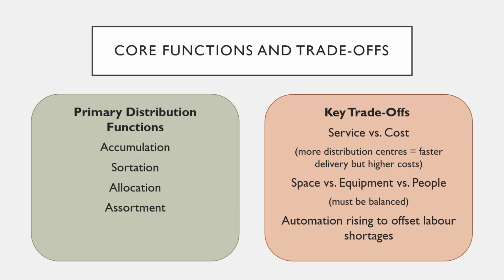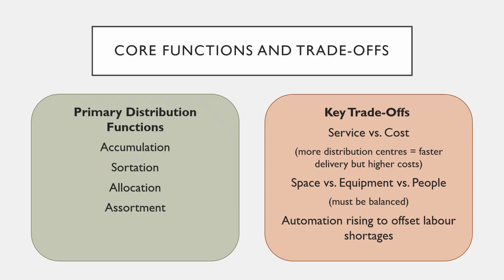Distribution centers do this through four key functions: accumulation, sortation, allocation, and assortment. Together, these functions mean goods are collected, organized, broken down into customer order sizes, and mixed into the right combinations.